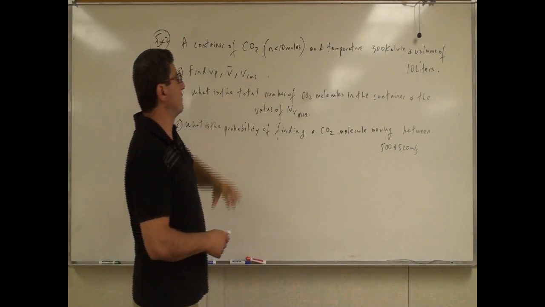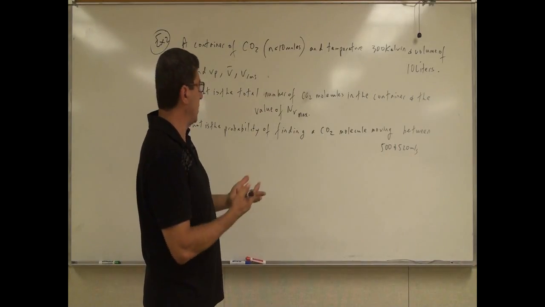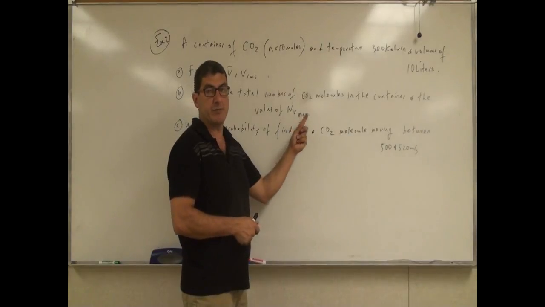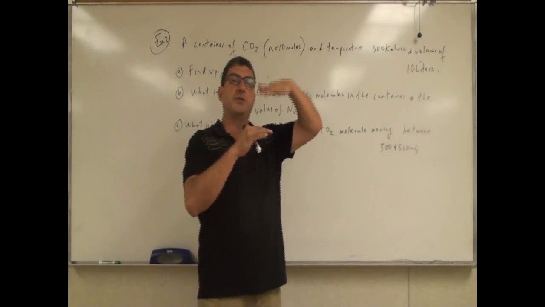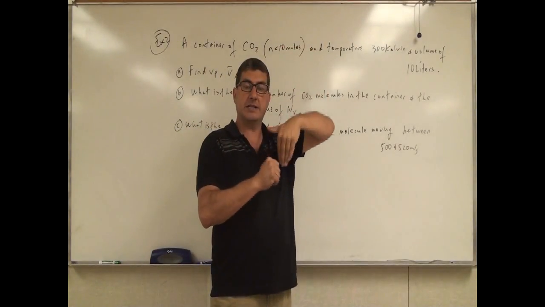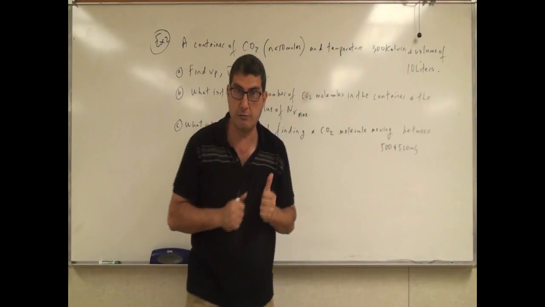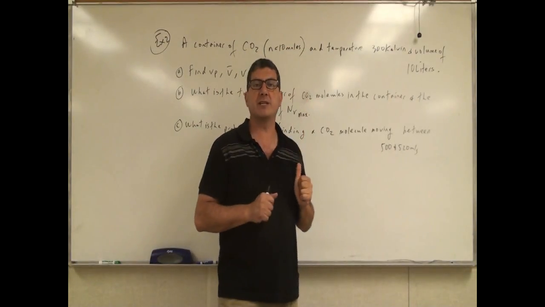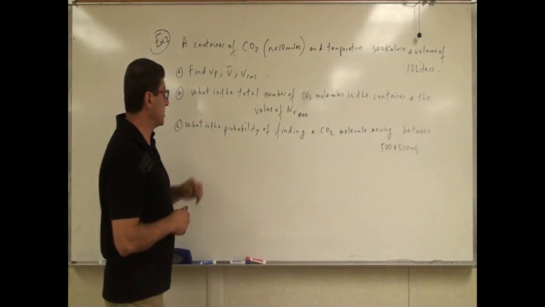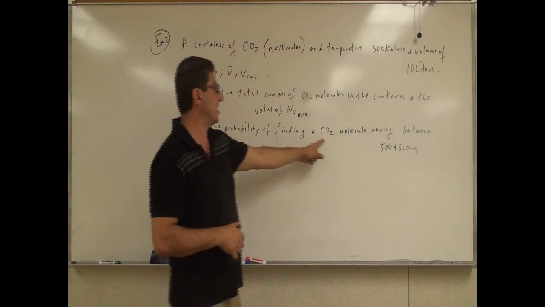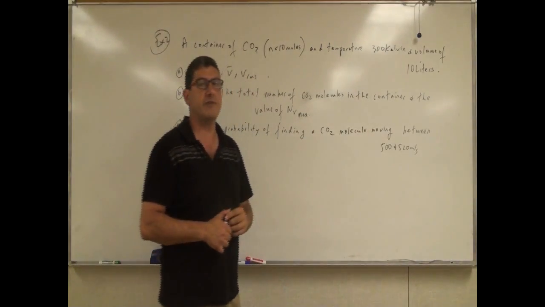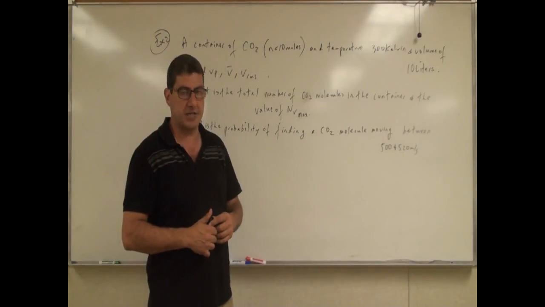What is the total number of carbon dioxide molecules in the container, and the value of the maximum? That means the number of particles in that gas that are moving at the most probable speed, right? The maximum value of the NV. What is the probability of finding a carbon dioxide molecule moving between 500 and 520 meters per second?